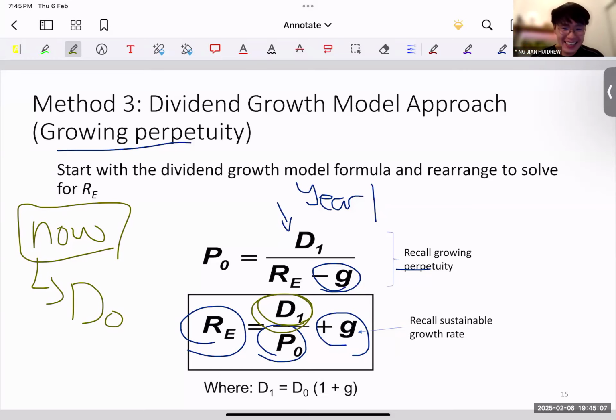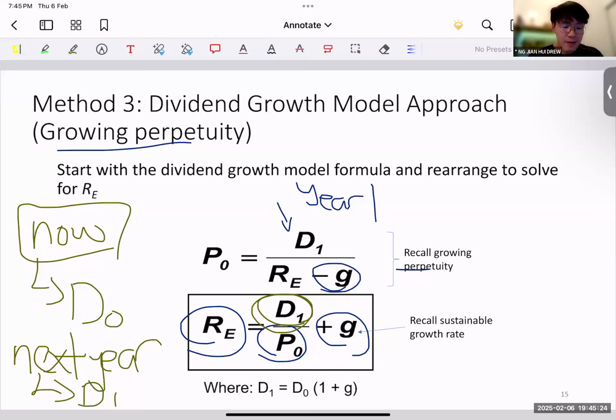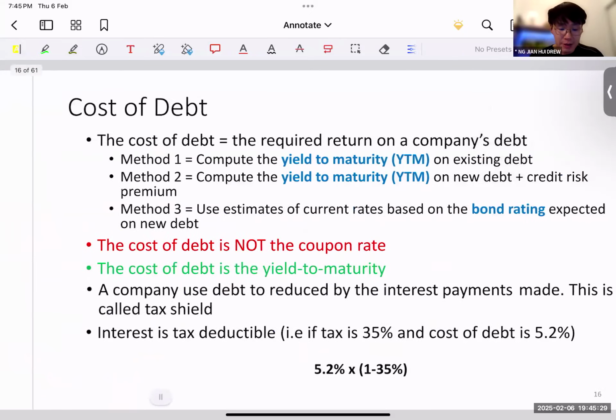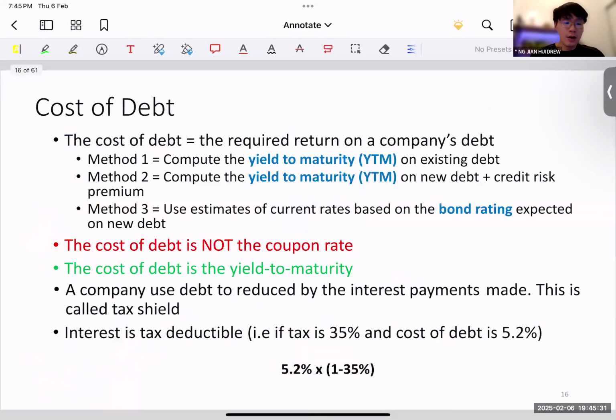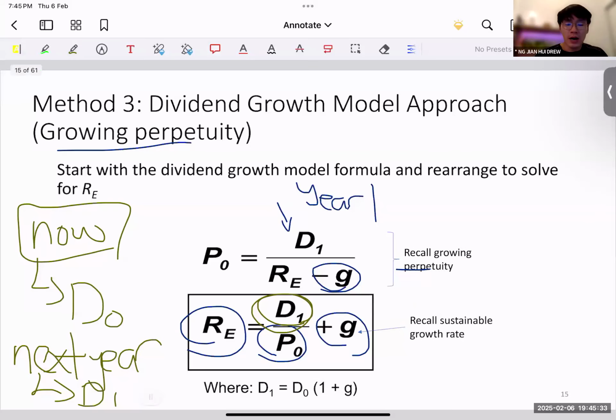Yeah, can tell you're listening. Now, if they say next year, then this is D1. So that's how you determine whether it's D1 or D naught. Okay, so it's important to read the question very carefully. Now, okay, so that's the three methods for cost of equity. Any questions at this point before we go to cost of debt?